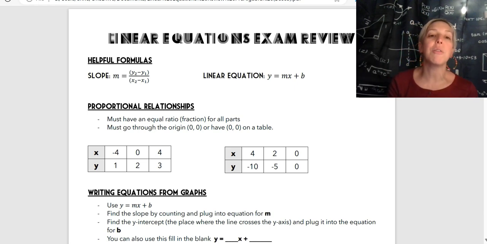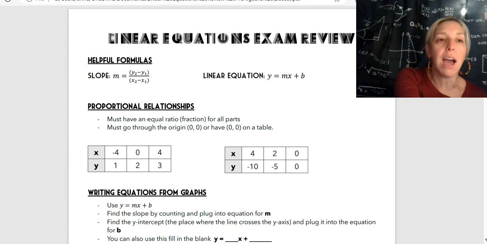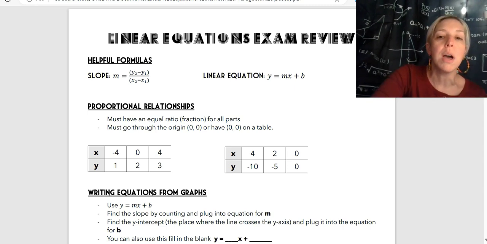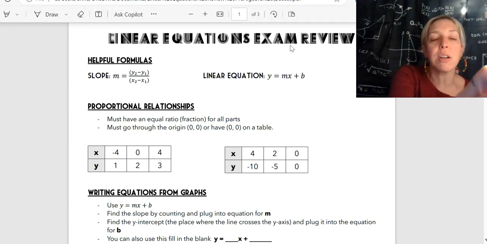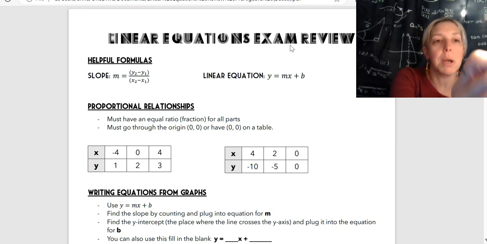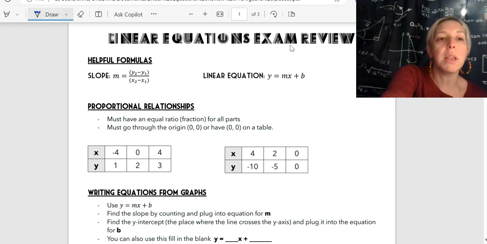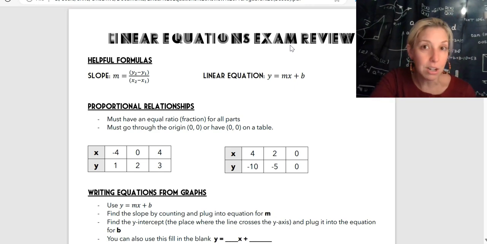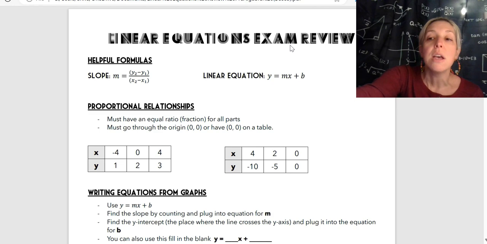All right, so first of all, we've got some very helpful formulas for you. These are going to be your slope formula. Let me try and get my marker on. Your slope formula and your linear equations formula. Those are pretty much the 2 formulas that you're going to use. Again, print this, write them down, have it with you when you take the test.